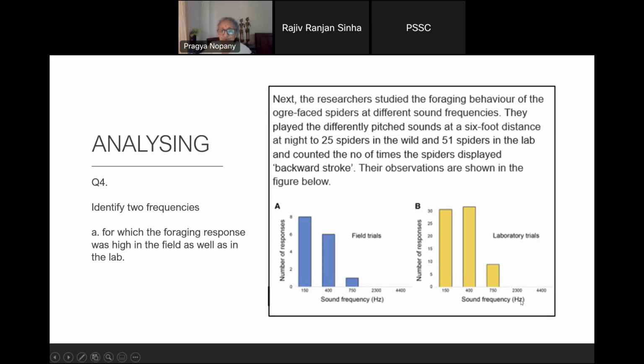Very nice. You can see here that 150 is high here as well as here. 400 here is high as well as here. 750 is not so high, right? Then at which frequencies do the spiders remain still? Which are the 2 frequencies at which no backward strike was shown at all?